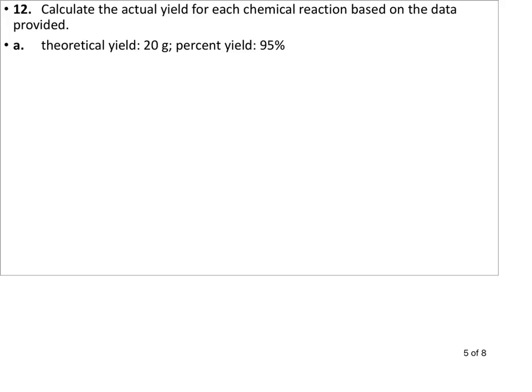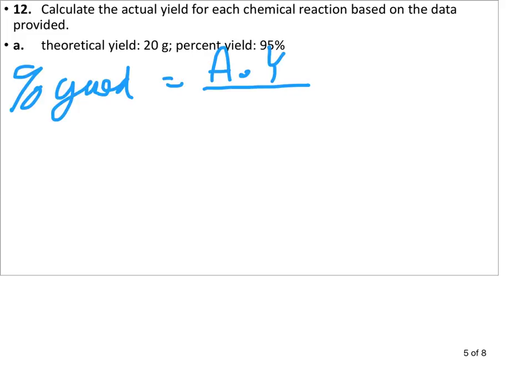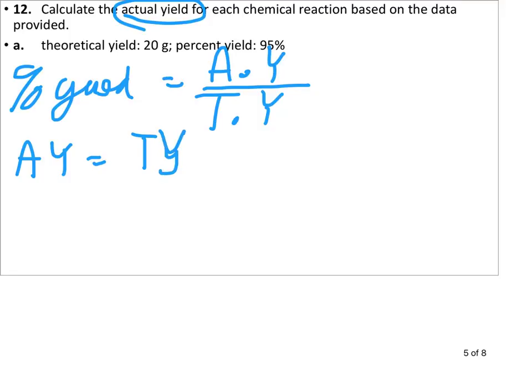And then at number 12, we move into switching it around just a little bit. So as we had a little bit ago, our formula is percent yield, and I'm going to do a little abbreviating, equals actual yield divided by theoretical yield. So we want to find the actual yield. So we just rearrange it to actual yield equals theoretical yield times your percent yield.